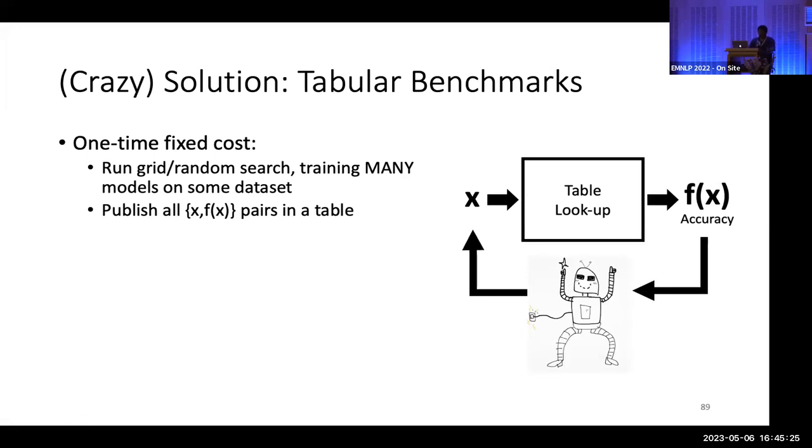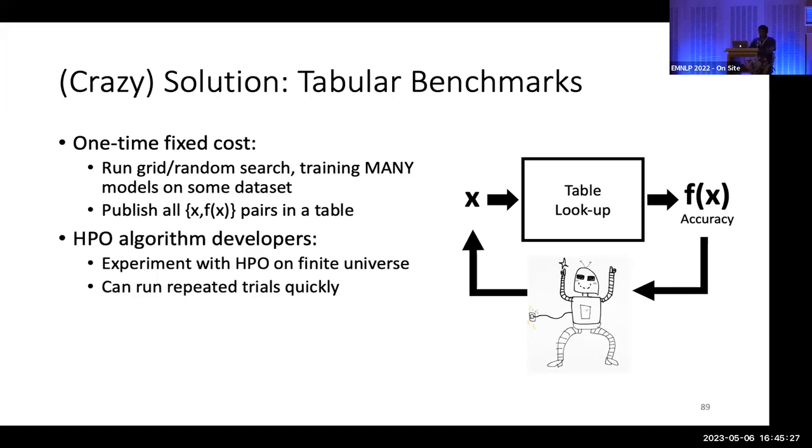So then for some kind of HPO algorithm researcher, that person can basically not train models anymore, but look up from the table. And that makes it much faster to do HPO experiments to look at which method is better. And once you know which method is better, then you can apply it to your real data set. So it's a very simple idea.